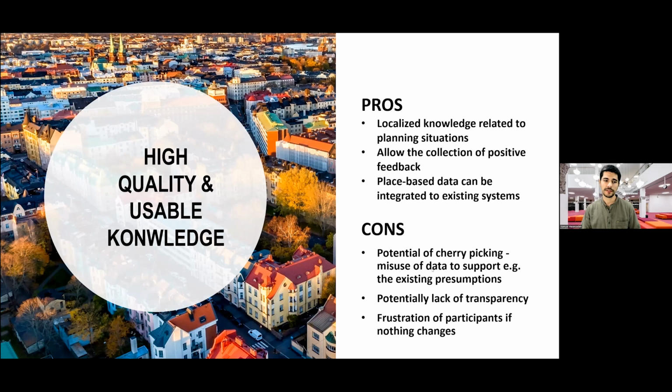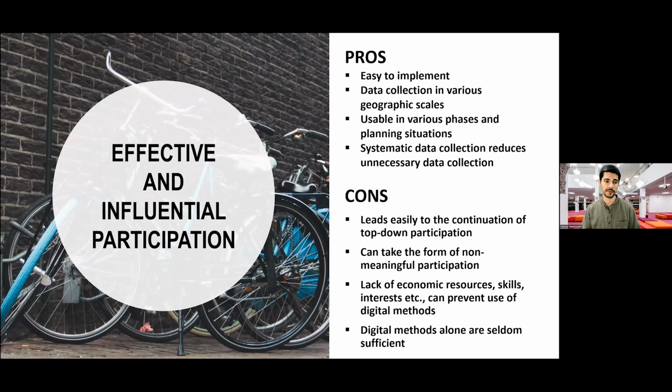There are also limitations in terms of the quality of data. This is not necessarily limited to PPGIS, but there's a possibility that data can be misused. Researchers or planners might be cherry picking to prove some of their existing presumptions, so they may not always look at the whole data. There can be a potential lack of transparency, and people might get frustrated if they don't see any changes. If you collect these data sets from people, but they don't see any tangible difference in their living areas, then eventually they might get frustrated with this kind of participation.